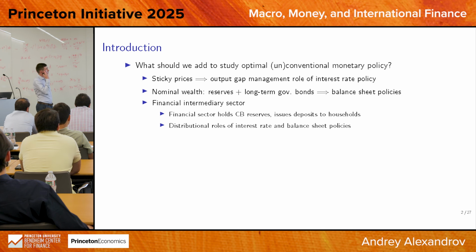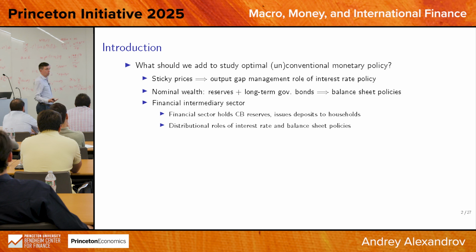Finally, we would like to have a financial intermediary sector for two reasons. One reason is that we want an agent that is going to be special in the sense that it's going to be the only agent holding central bank reserves. In the real world, not everyone can hold central bank reserves. It's only the commercial banks, or more broadly, the financial sector that can hold them. Long-term bonds can be held by anyone in principle, but the reserves are special to these financial intermediaries.